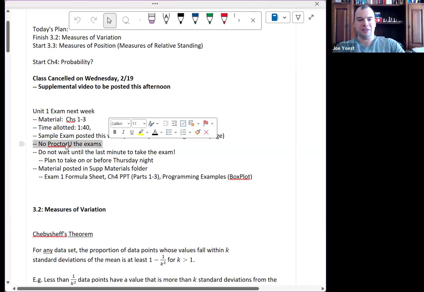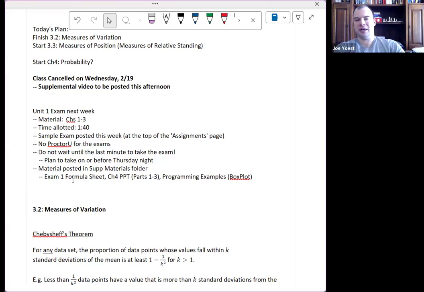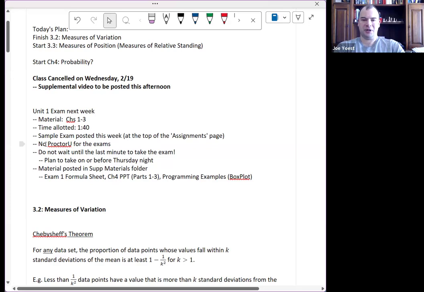As I mentioned, no ProctorU is being used for the exams. I talked a little more extensively about that in a past lecture. But we're not using ProctorU, so you'll sign on and take the exams in a similar manner to how you do the homework.